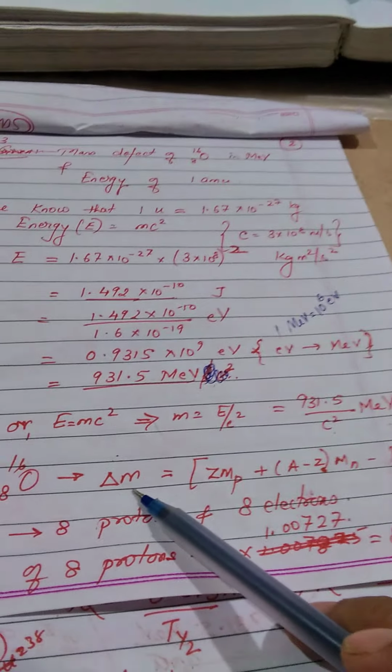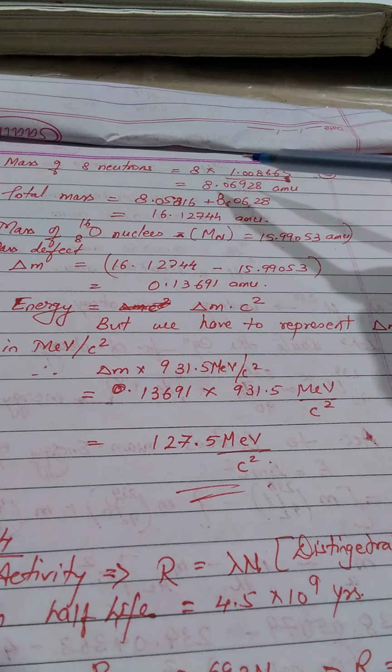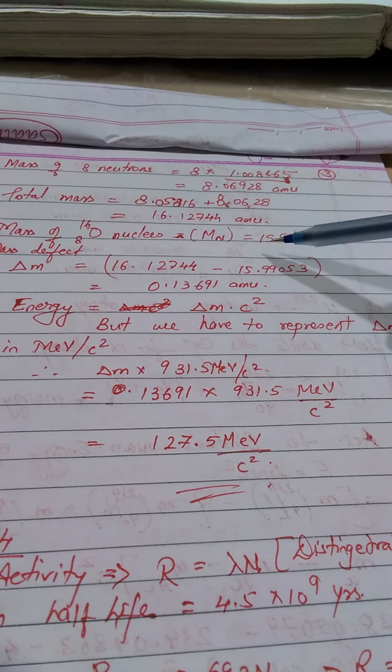Similarly, the mass of 8 neutrons: as you can see here, 8 into this value, this is the value of 1 neutron, you will get 8.06928 atomic mass unit. The total mass of nucleons will be the mass of protons plus the mass of neutrons. It is provided as 16.12744 atomic mass unit. Now if I have to find the mass of the nucleus, actually these are all constant values, it will be provided in the question itself. So from there it is also a given value. Only the given values are the mass of one single neutron, one single proton and the mass of the oxygen nucleus.